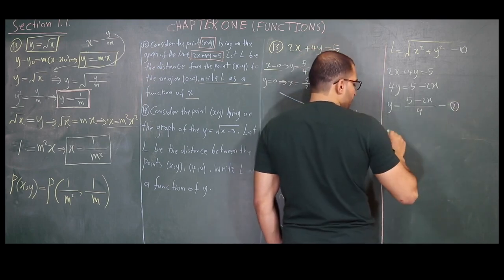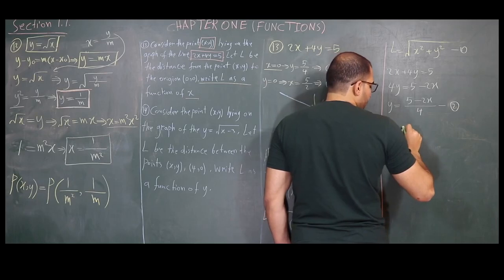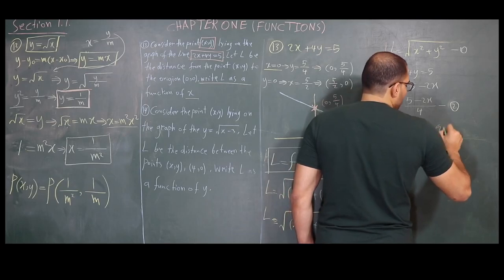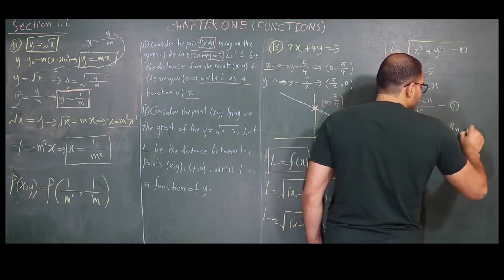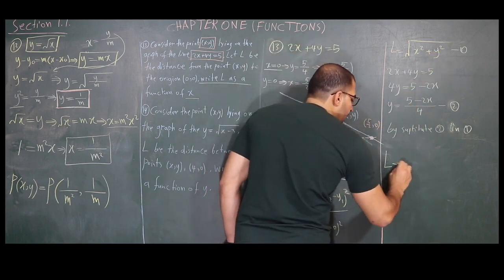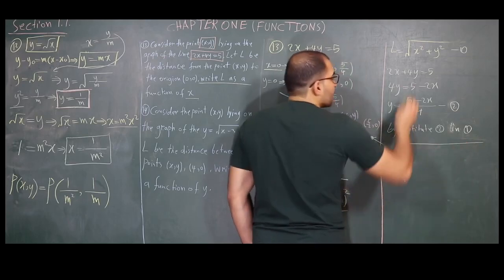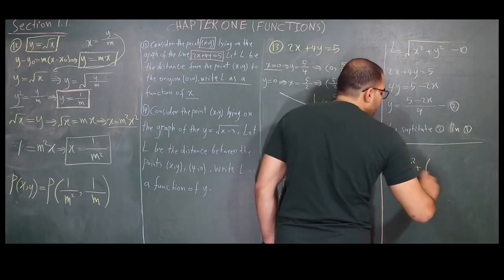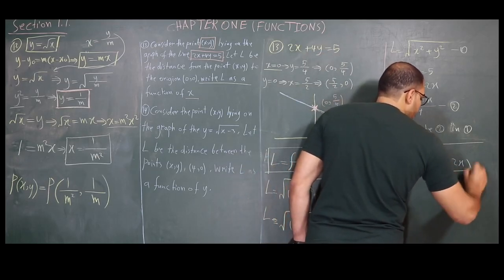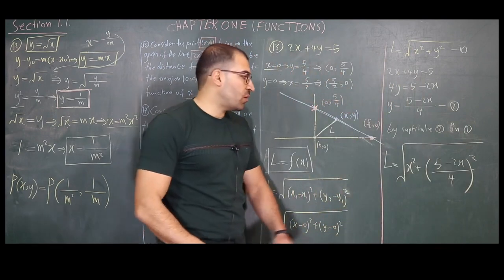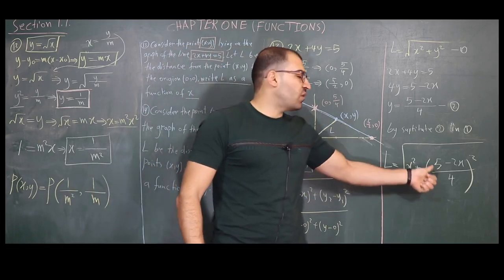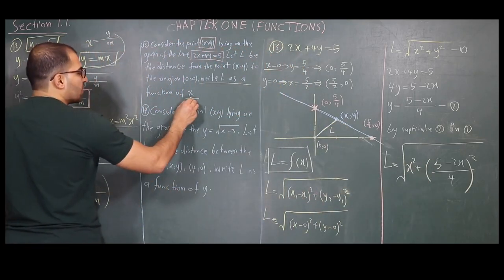So now by substituting 2 in 1, the result will be L equal to the square root of x squared plus (5 minus 2x over 4) all squared. The result is L, the distance from this point to the origin, as a function of the variable x, as he wanted in the book.